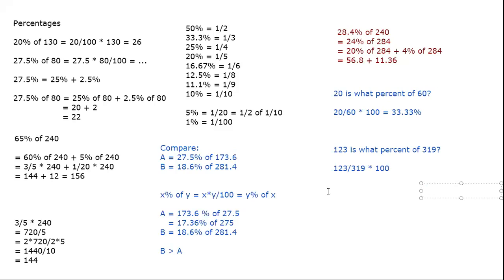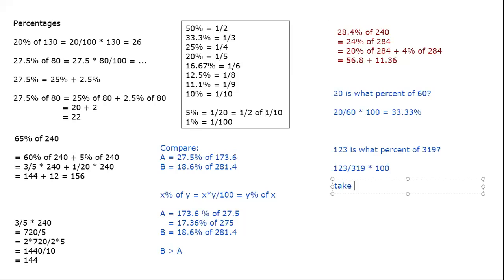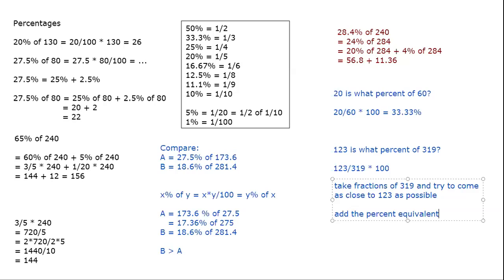So what's the alternative? Again, this will come in handy here, especially this portion. What I'm doing is taking fractions of 319 and trying to come as close to 123 as possible. The percent equivalence of the above fractions is your answer.